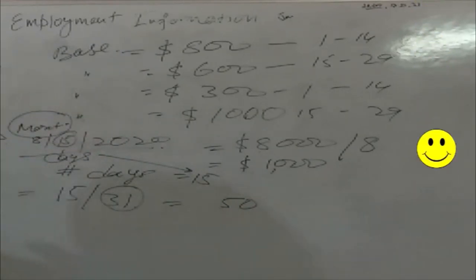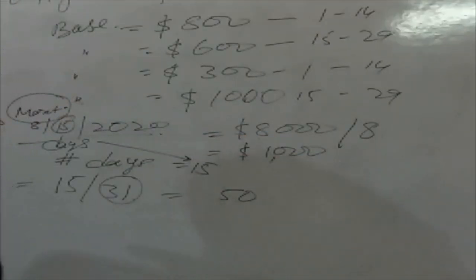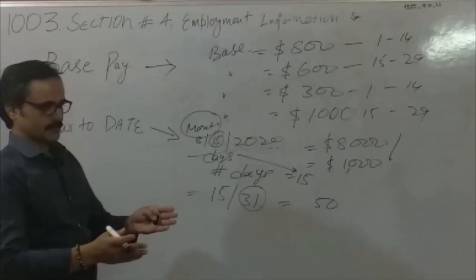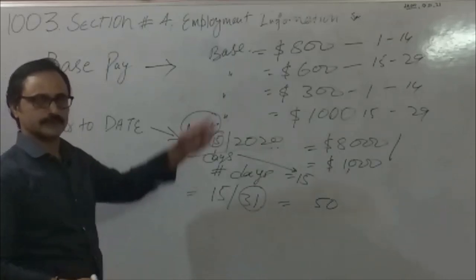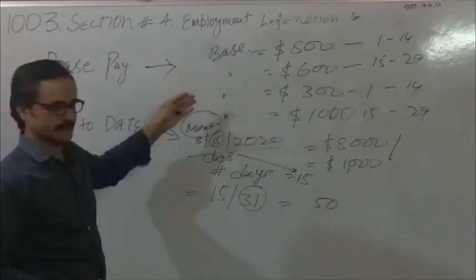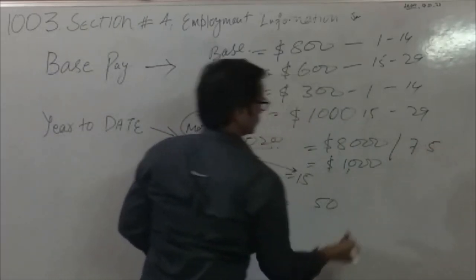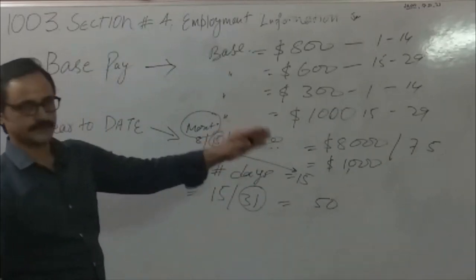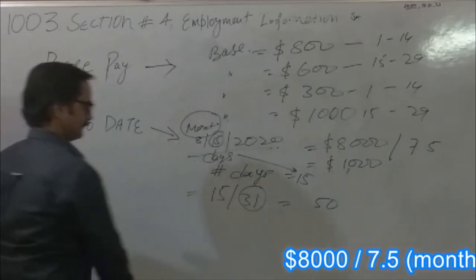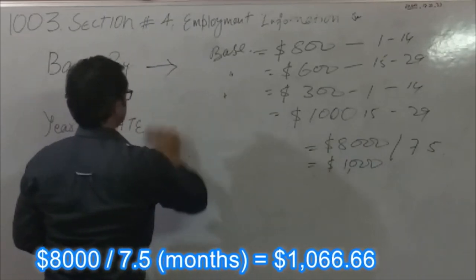So now, instead of dividing 8,000 by 8, I need to divide it by, because from the 1st of August, the borrower had already completed or already earned for 7 months, so 7.5. That is how I can divide 8,000 by 7.5, and then my monthly income would be according to that. Okay. If you need one more scenario, we can go for that as well.